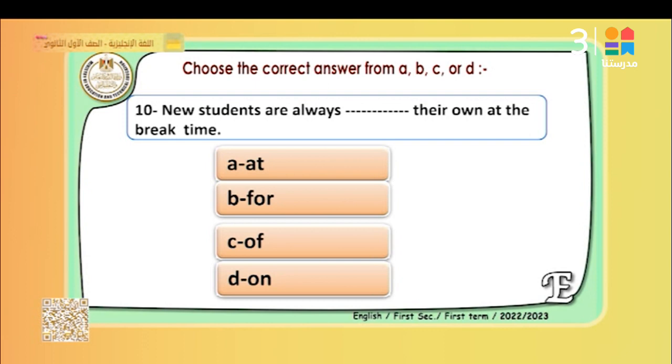Question number 10. New students are always on their own at break time. Do you remember the expression to be alone? So we say at his own, for their own, of their own, or on their own. Yes, very good. It's on their own. We say they are on their own. It means they are alone.